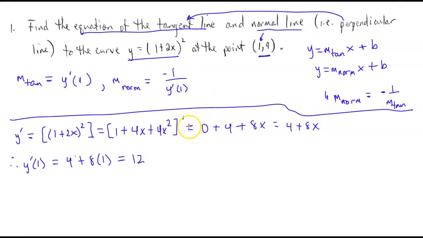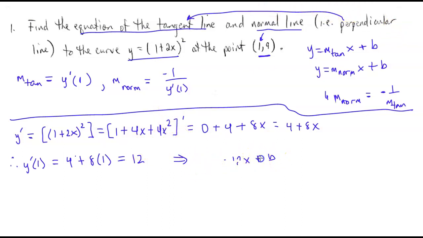So what this tells us here is that the equation of our tangent line is just going to be 12x plus some y-intercept. And we could use the point-slope form of an equation of a line to figure that out, okay?